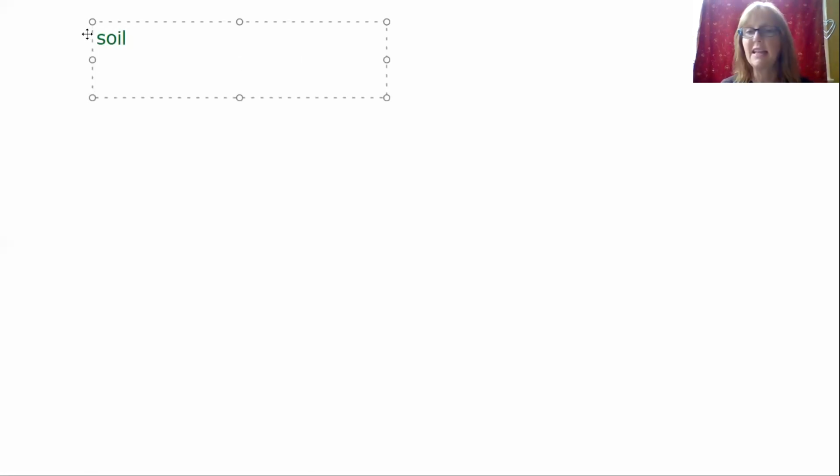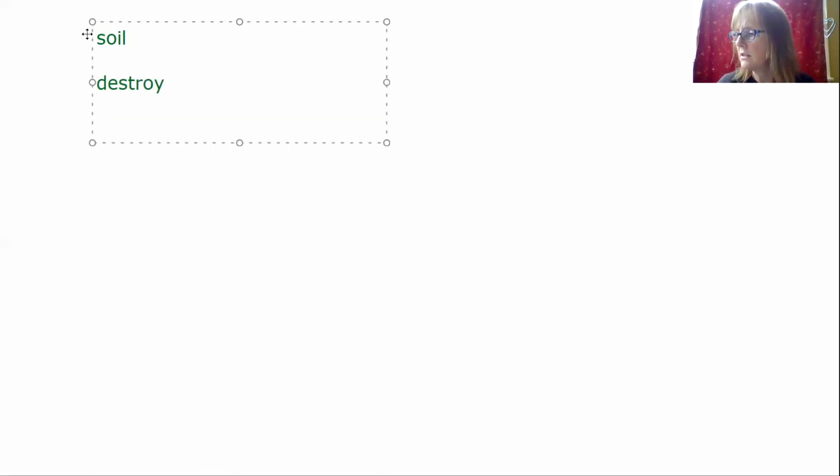Destroy, a big fire can destroy many homes. Destroy, we've got the DE for our first syllable, and then stroy, S-T-R, and the oi sound at the end of a word, typically O-Y. The next word is fault. It was her fault that the dog got out of the yard. Aw, fault. That's the A-U there, aw sound.